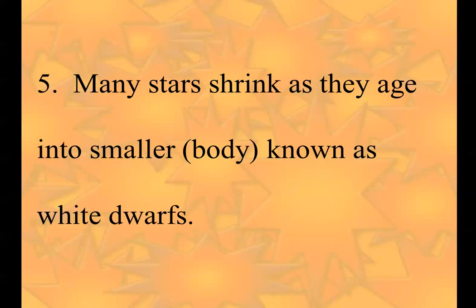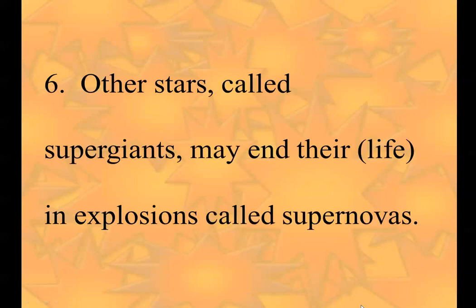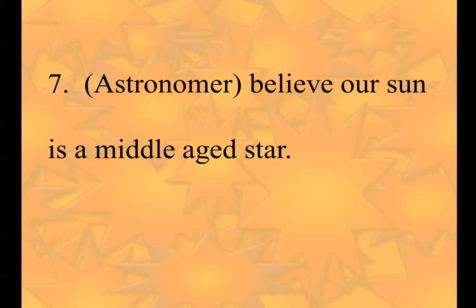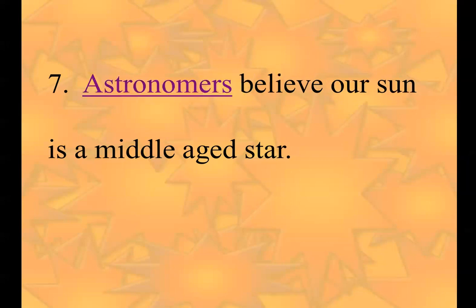Number 5, many stars shrink as they age into smaller bodies, known as white dwarfs. In this case, we drop the f and add ves. Number 6, other stars, called supergiants, may end their lives in explosions called supernovas. In this case, we changed the f to v and added es. Number 7, astronomers believe our sun is a middle-aged star. We added an s.